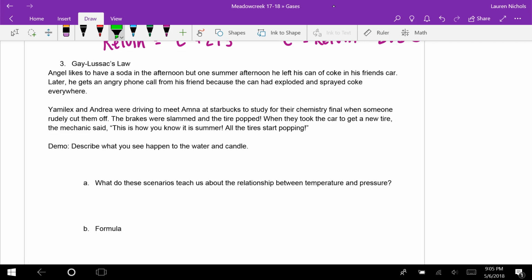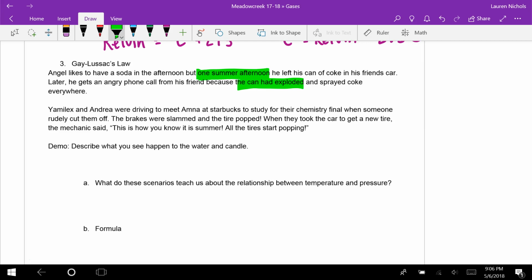It says, Angel likes to have a soda in the afternoon, but one summer afternoon he left his can of Coke in his friend's car. Later, he gets an angry phone call from his friend because the can had exploded and sprayed Coke everywhere. Okay, so let's see, it's one summer afternoon, so it's probably hot, and the can explodes. Okay, so that's interesting.